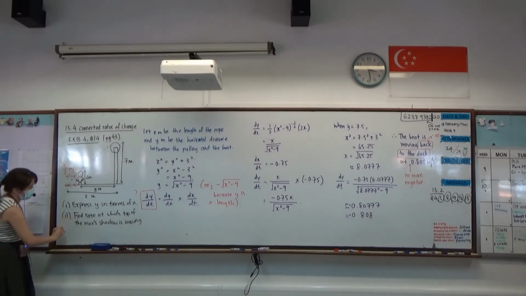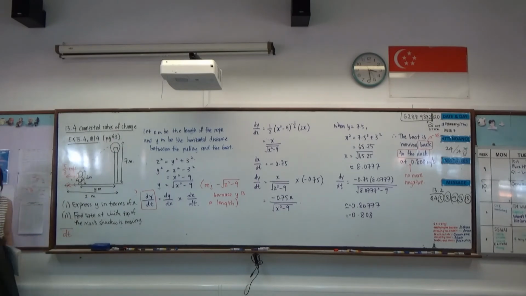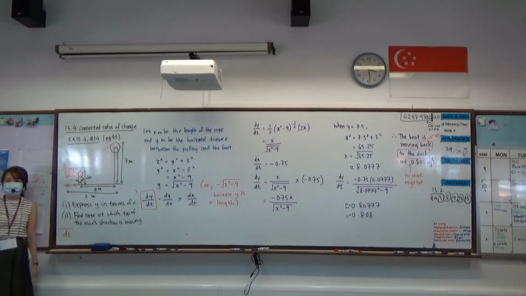We are looking at a rate, so surely it is something over dt. We are given y and x. So are we talking about dx over dt or dy over dt? What do you think? Let's show a raise of hands. Who thinks that it's dy over dt that we are trying to find? Who thinks that it's dx over dt? Who's unsure? It's fair that you're unsure.